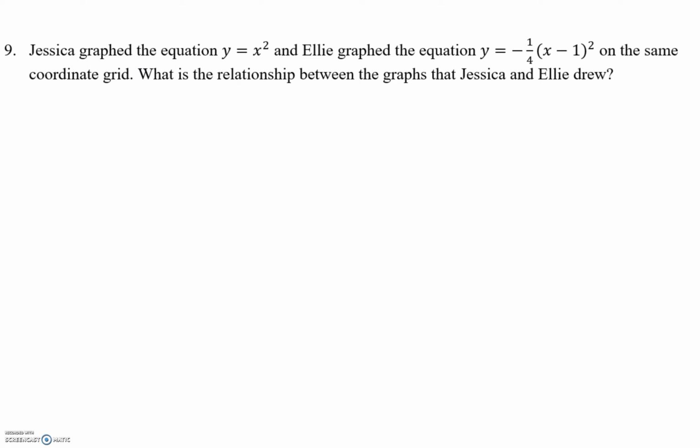Jessica graphed the equation y equals x squared. Elliot graphed the equation y equals negative 1/4 times (x minus 1) squared on the same coordinate grid. What is the relationship between the graphs that Jessica and Elliot drew? Well, Jessica created the parent function, so compared to Jessica's function, we're just going to describe what happened to Elliot's graph. I'm just going to go left to right when I write out what happens. So this negative symbol right here means that we were reflecting the x squared, the quadratic, over the x-axis.